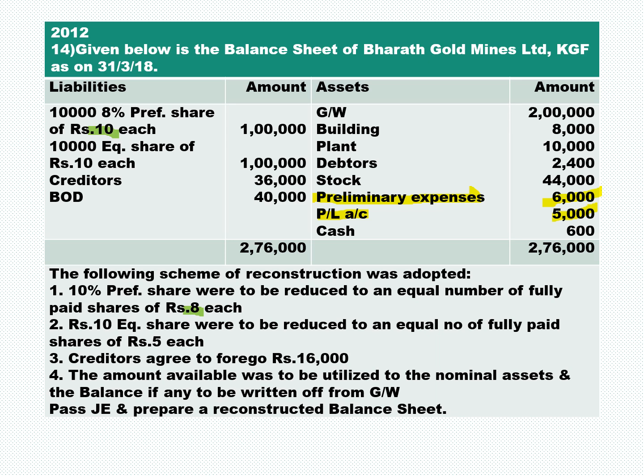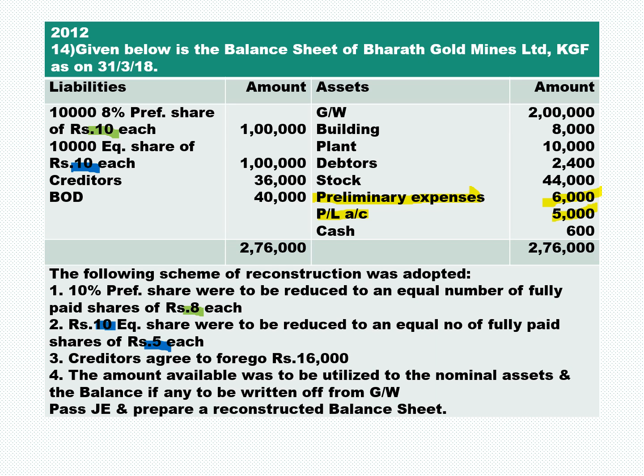Next, 10 rupee equity shares were to be reduced to an equal number of fully paid shares of rupees 5 each. So 10 rupee equity share is reduced to 5. That means capital reduction is 5. They have reduced the 10 rupee equity share to 5 rupees. So 5 rupees is the capital reduction.